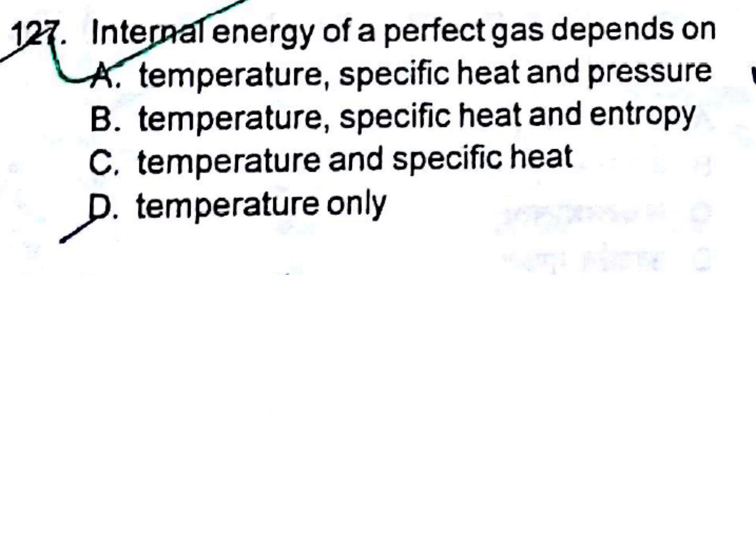Internal energy of a perfect gas depends on: A. Temperature, specific heat and pressure. B. Temperature, specific heat and entropy. C. Temperature and specific heat. D. Temperature only. D is our answer. This one also was asked so many times. Internal energy of a perfect gas depends on temperature only is the answer.